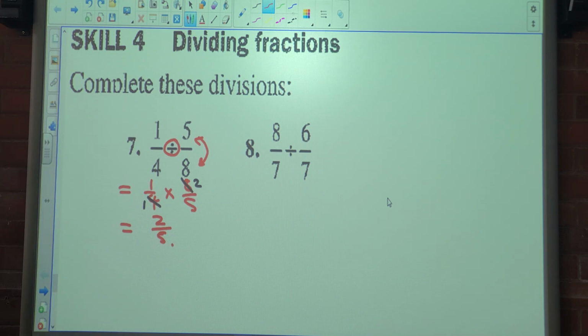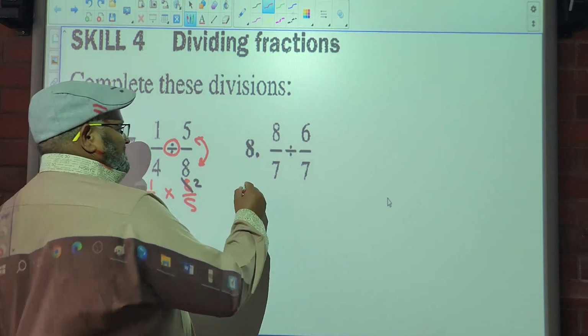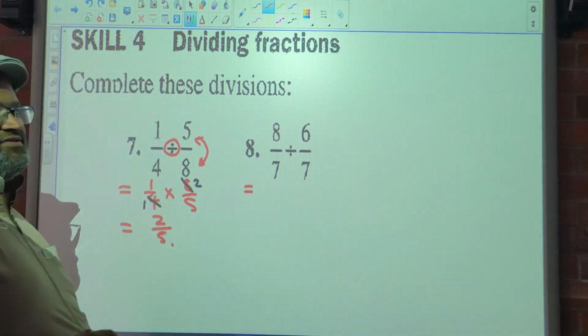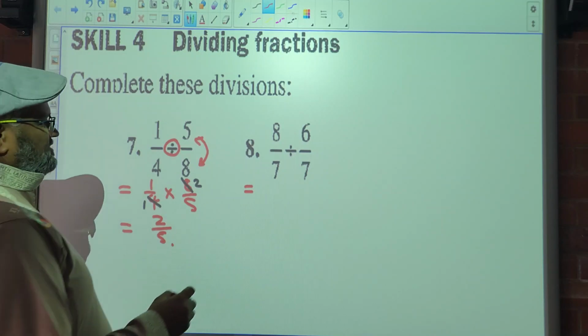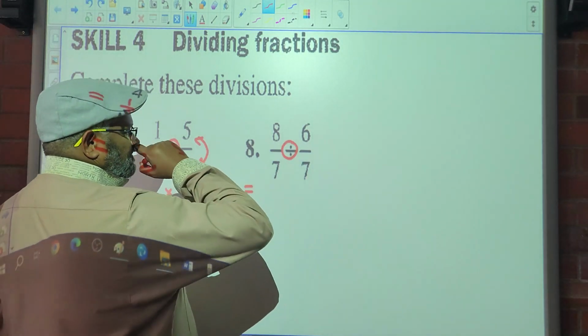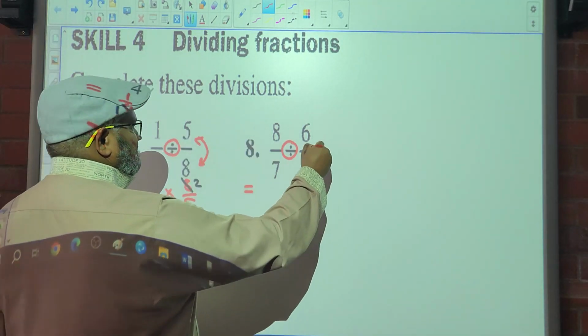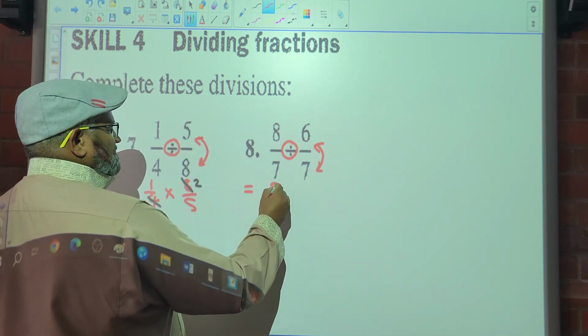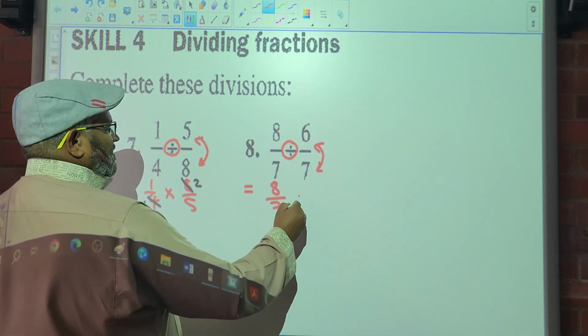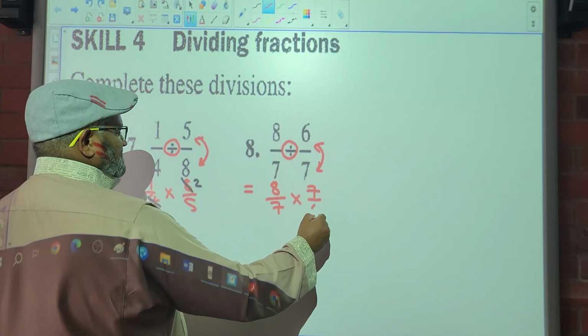Okay. Number 8. It's 8 over 7 divided by 6 over 7. You change this to multiplication, tumble and times. So it's 8 over 7 multiplied by 7 over 6.